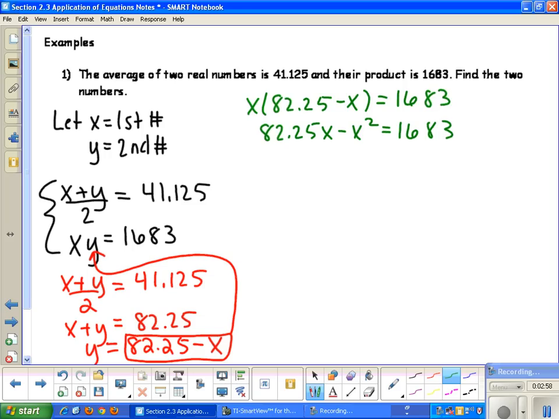Notice we have a quadratic term, which means this is a quadratic equation. I can use my calculator, or I can also solve it by using the quadratic formula. In order to do that, I'm going to set this equal to 0, so I have negative x squared plus 82.25x, and I subtract the 1683 to the other side and set it equal to 0. I could use the quadratic formula, but let's use our calculator since that's what we learned in the last section.